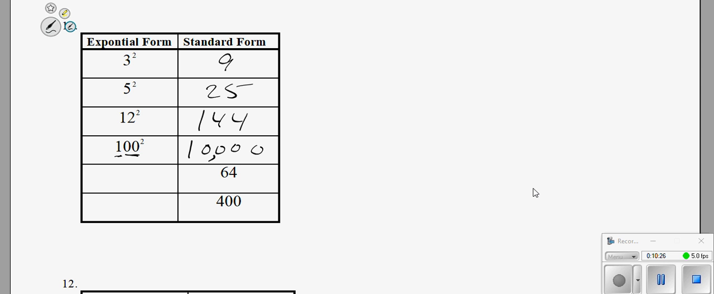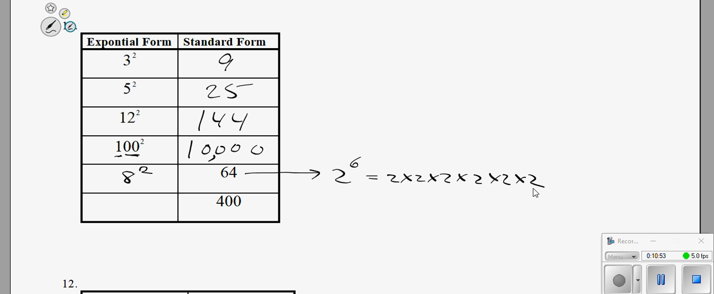If standard form is 64, exponential form, in grade 8 right now, we're only going to say 8 squared, but technically, 64 could be 2 to the exponent of 6: 2, 4, 8, 16, 32, 64. You could write that as well, right? Because 2 to the exponent of 6 would be this.